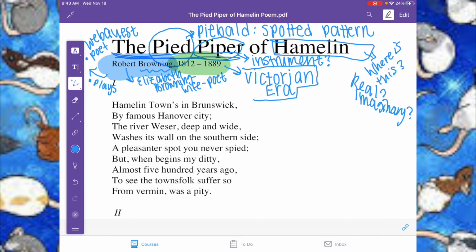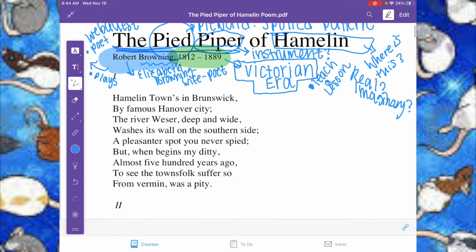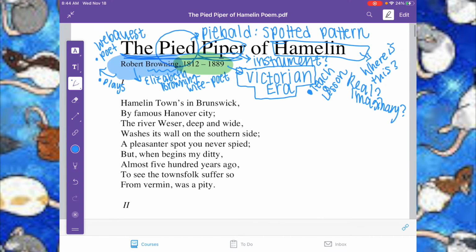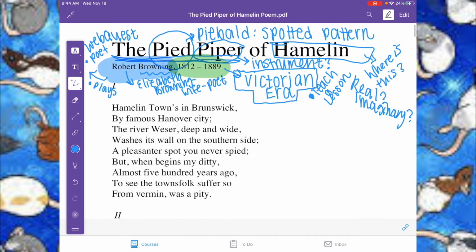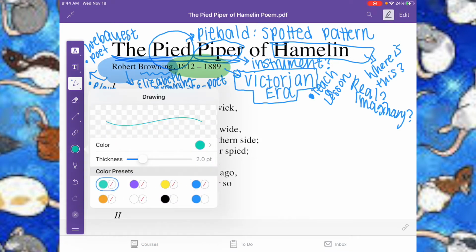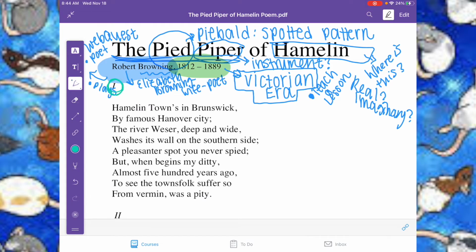So let's list something here that we know about the Victorian literary era. We know that these usually teach a lesson. That's the main key component of a Victorian piece of literature, is it's meant to teach a lesson. So we're thinking maybe we're going to see a lesson being taught here in this narrative poem. Okay, so that is us dissecting and analyzing and annotating just the title and the author and the date that this was published in.